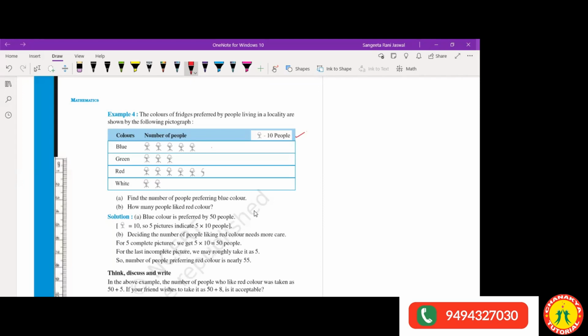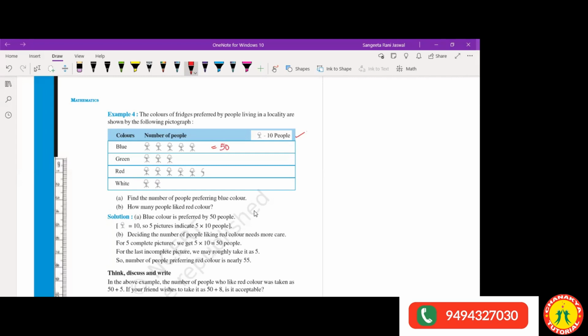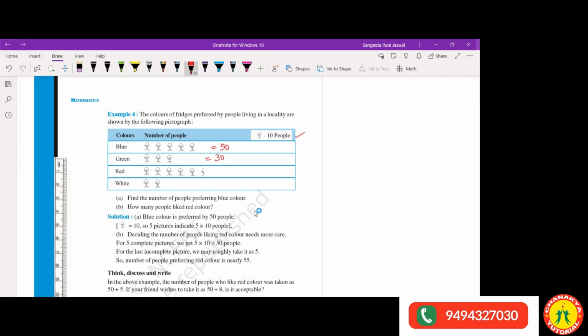5 into 10 means how many people? 50 people. Green, 1, 2, 3. So 3 into 10, 30. Why am I multiplying with 10? Because one picture represents 10. And red is 1, 2, 3, 4, 5, so this is 50, and one last picture is half. That means half of 10 is 5. So 55.